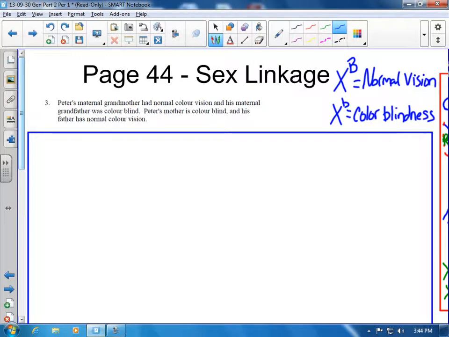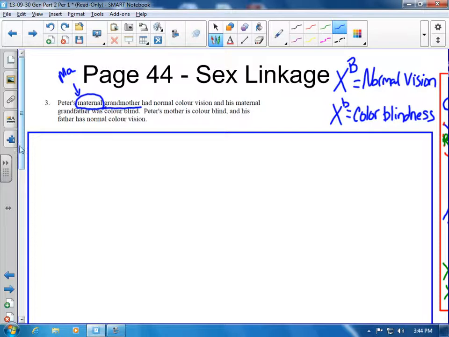Peter's maternal grandmother, I don't want to just race past this stuff. Those are important words. Maternal means like from your ma, back to Little House on the Prairie. Whereas if it was a paternal grandmother, that would be on your pa's side or your dad's side. Peter's maternal grandmother had normal color vision, and his maternal grandfather was colorblind. Peter's mother is whoa, I'm getting confused already.